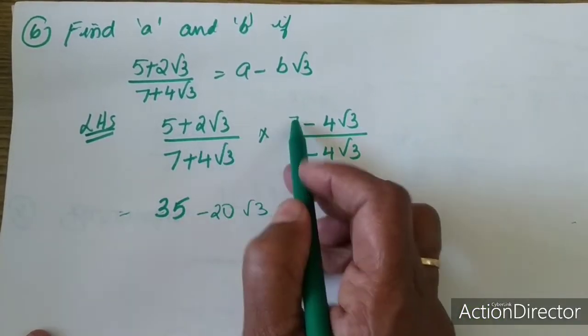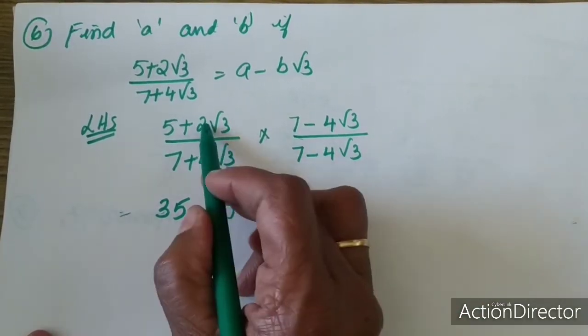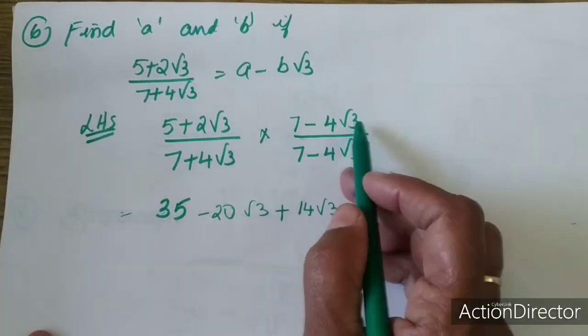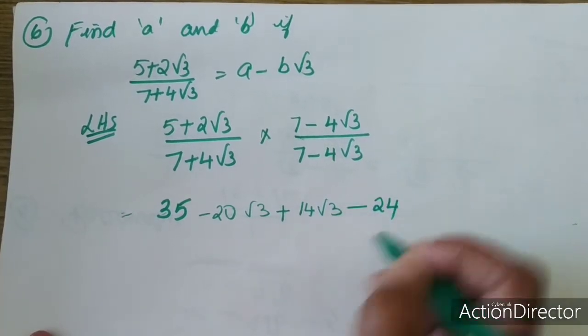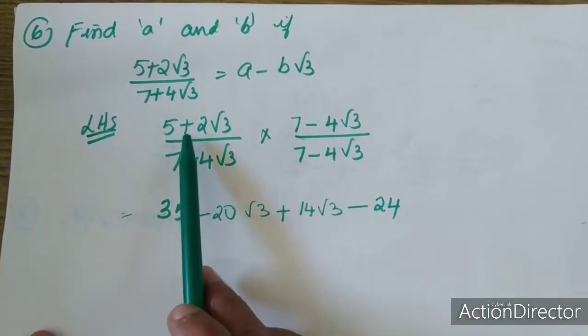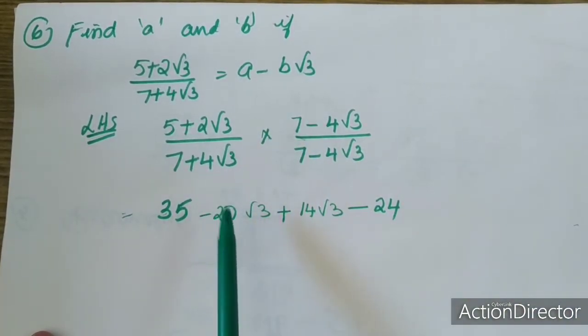Next, 2 into 7 is 14, √3 is there, 14√3. 2 4s are 8 and √3 into √3 is 3. So 8 3s are 24, so you have −24. So those who don't know how to multiply directly, they can use the rough column and then multiply.